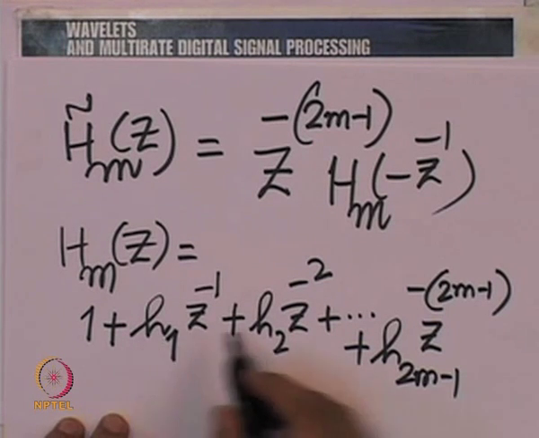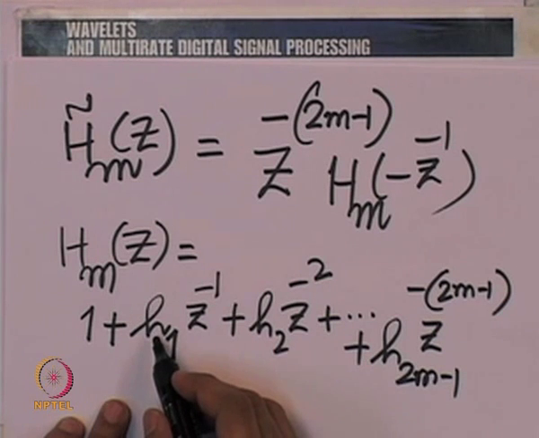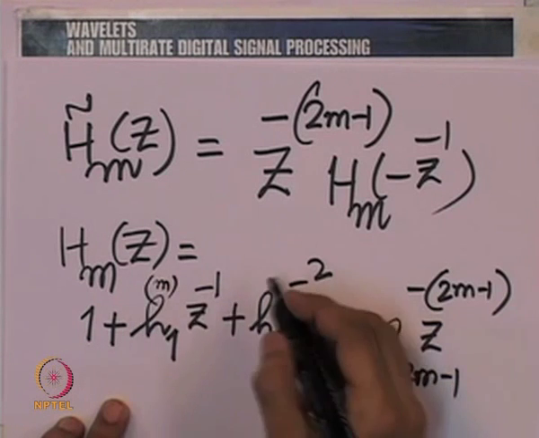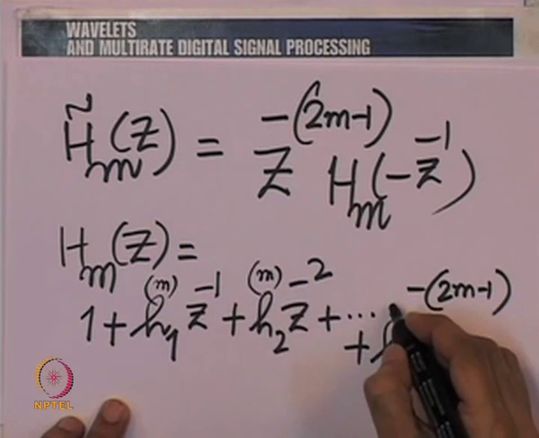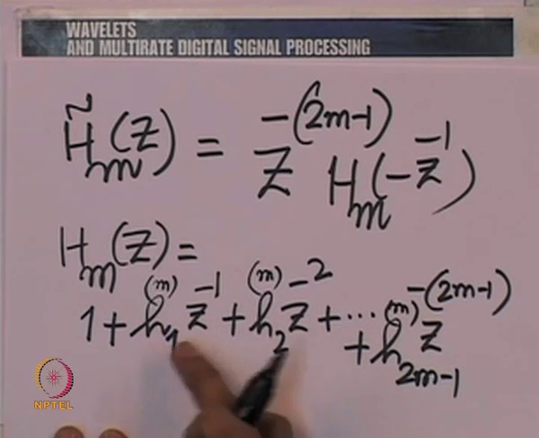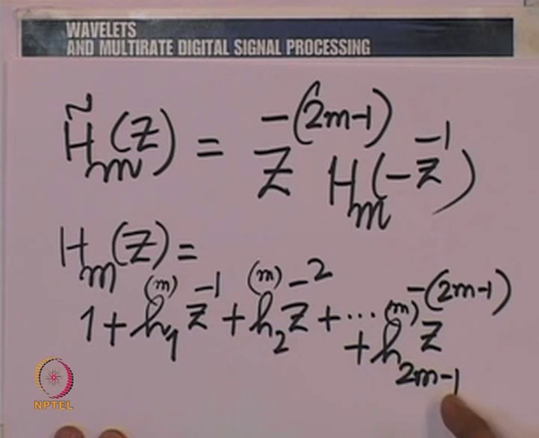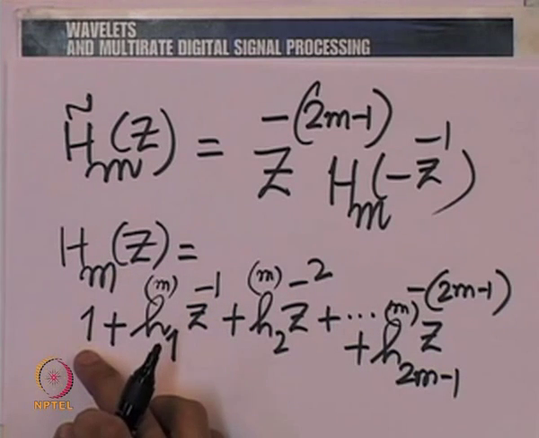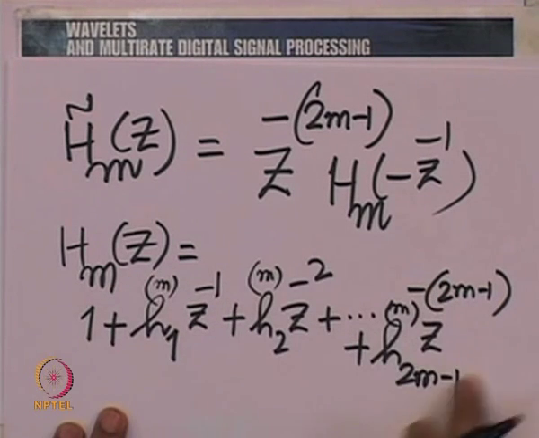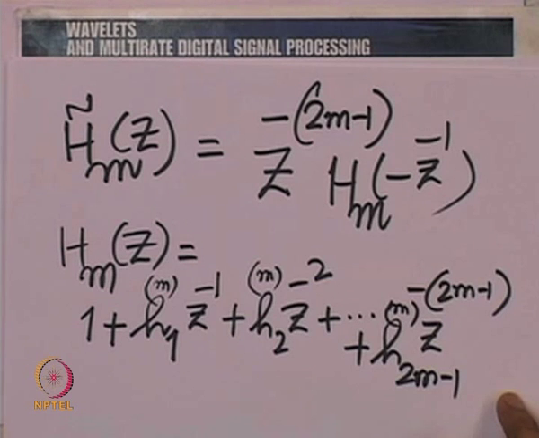Now, if you want to be very, very careful, you should superscribe this with m here to emphasize that this corresponds to the mth system function. So, I will do that to be careful. So, all that we are saying is these are the impulse response coefficients or the impulse response points in h m, and you know that the coefficient of z raised to the power of 0 is 1. So, this is the form of the system function h m z. As a consequence, h m tilde z is now going to be of the following form.